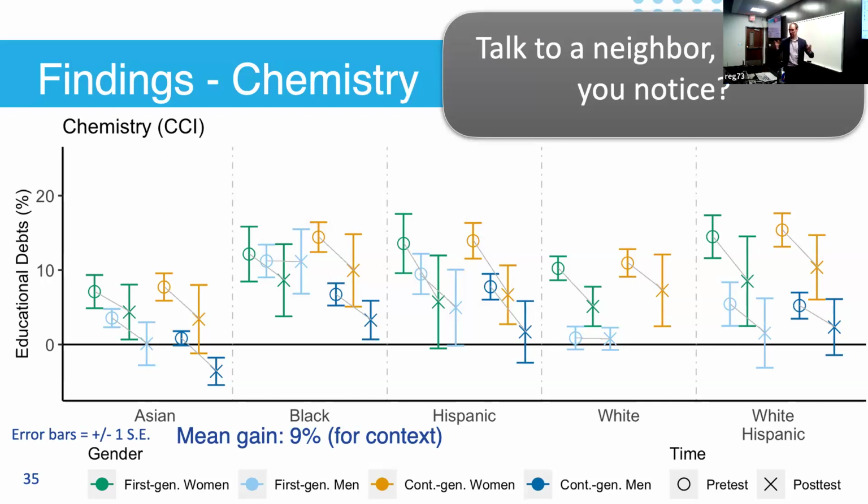Take a moment, talk to your peers. What do you notice? How much on average did everybody in that class score higher on the post-test than the pre-test? Only 9% on this, right? They didn't gain a lot. It's a difficult test to gain on. So what do folks notice here?